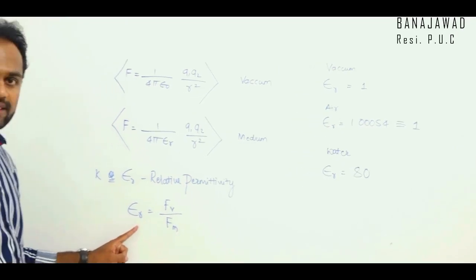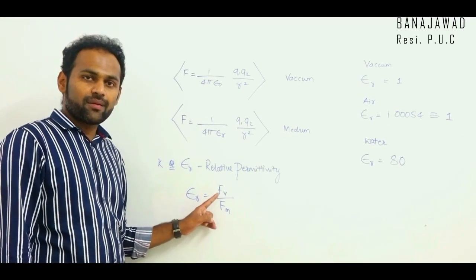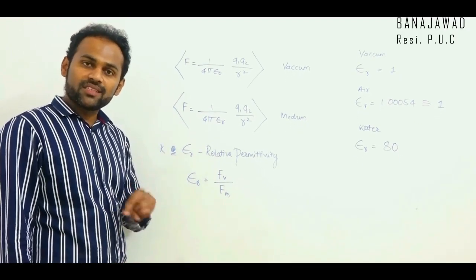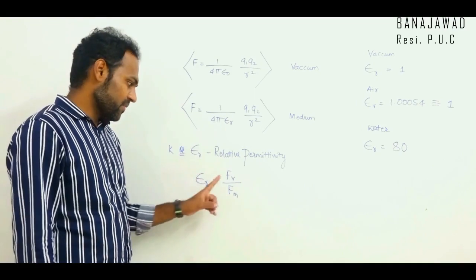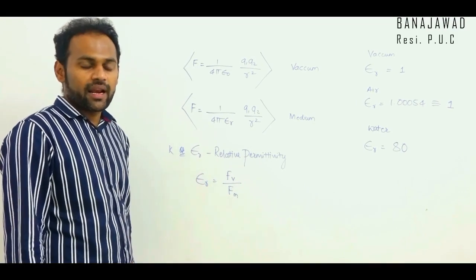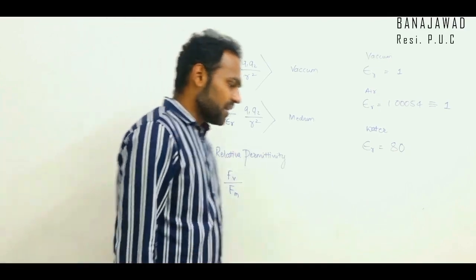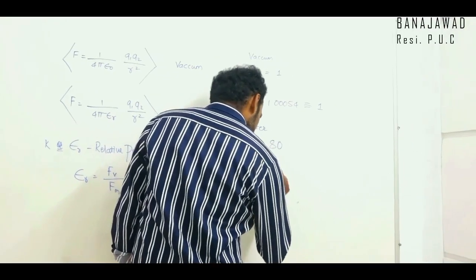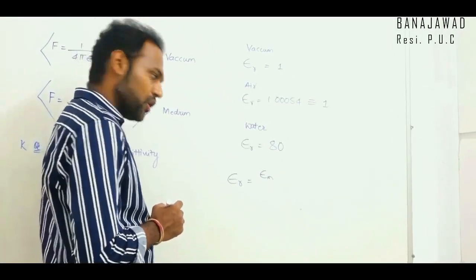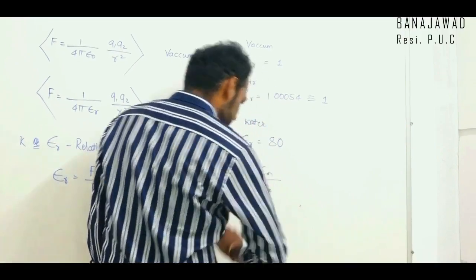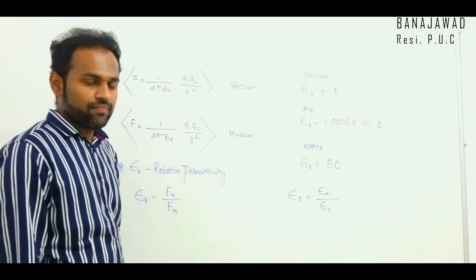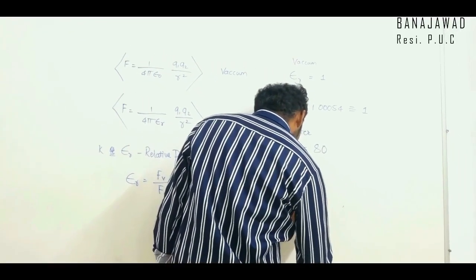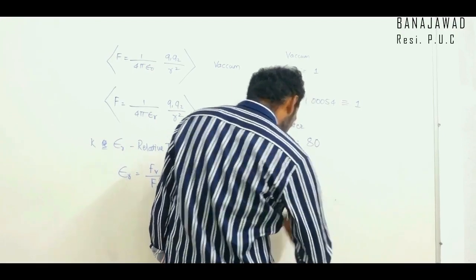See, we have defined it as the ratio of the force between two point charges separated by a certain distance in vacuum to the force between the same two charges separated by the same distance in another medium, Fv divided by Fm. This is relative permittivity. We can also say relative permittivity is the ratio of the permittivity of a medium to the permittivity of free space, the absolute permittivity of free space, which is epsilon naught. Here epsilon m will be equal to epsilon r into epsilon naught.